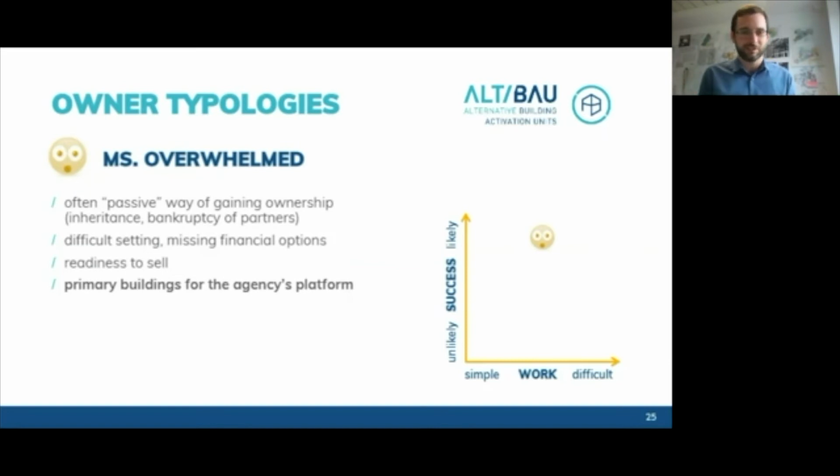And then the last person I want to introduce is Mrs. Overwhelmed. It's often a passive way of gaining ownership. For example, we've got people who inherited the building, or the partner went bankrupt. These people are usually in a difficult position because they do not really know what to do with the building, especially if it is in a problematic area and a problematic state. And it's very positive, because then as an agency, you've got a chance to really change something for the better, to develop solutions together with them.